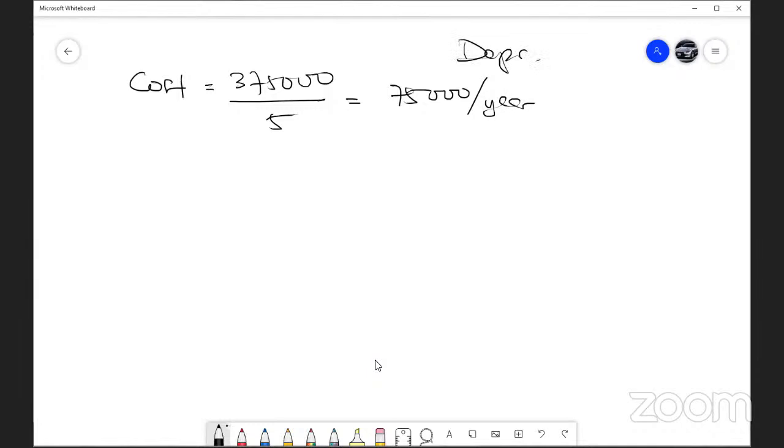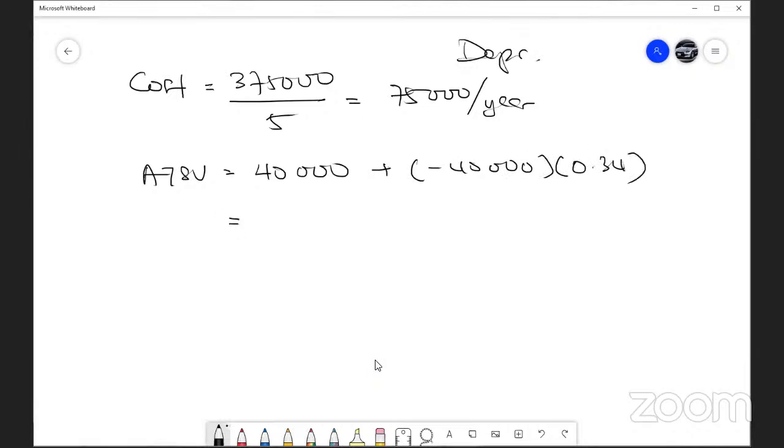Okay, once you got this, you want to count the ATSV, the after-tax salvage value. Here, the table can be scrapped off at $40,000. Okay, $40,000 plus negative $40,000 multiplied by the tax rate of 34%. So your after-tax salvage value is 26,400 in the final year.